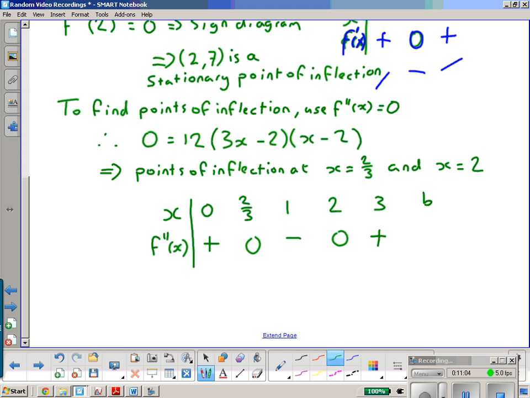So both have a change of sign. And that means that they are points of inflection.